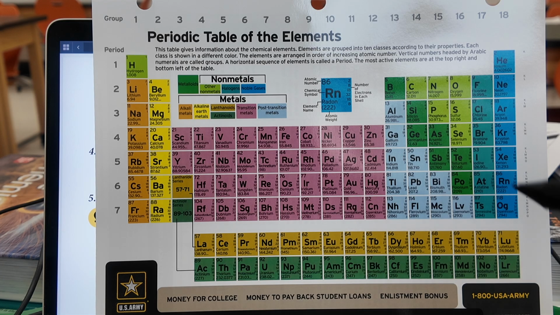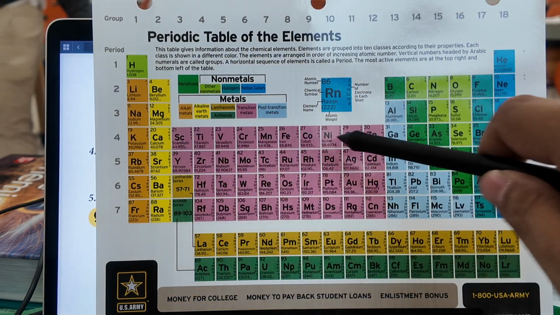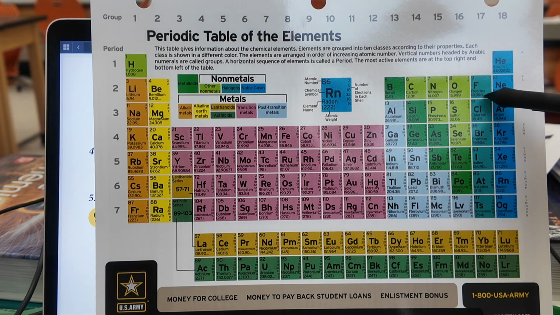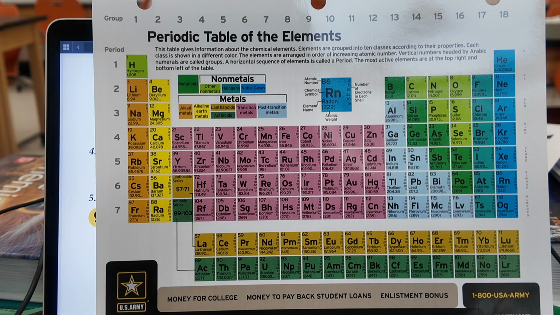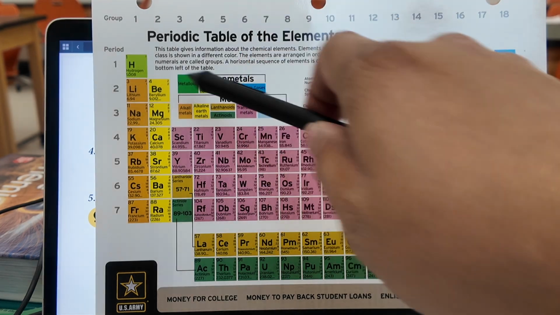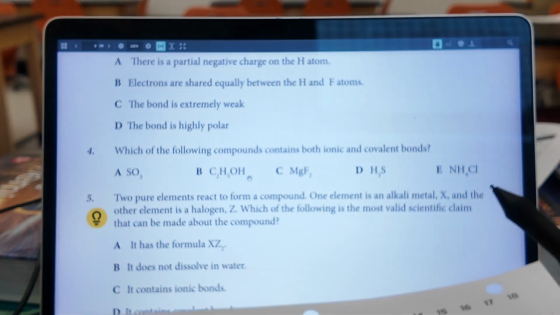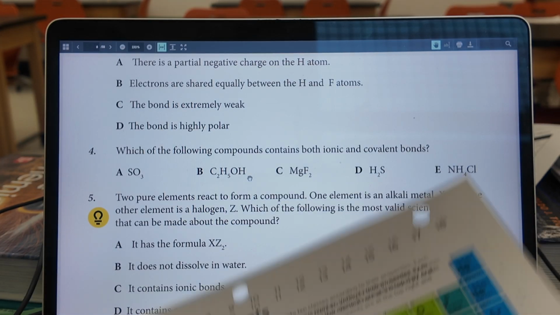Then you have Mg and F, and they are opposite, so that makes it ionic. Then you have H and S, which are both nonmetals. The only one that works is this one, because it is NH4Cl.